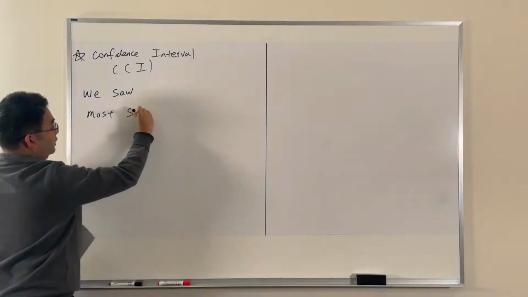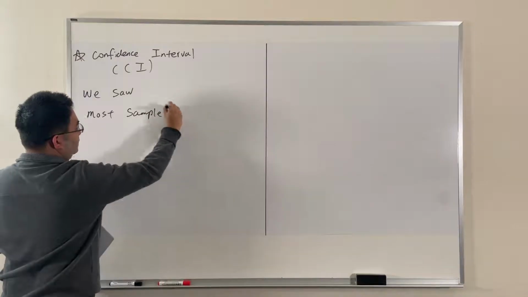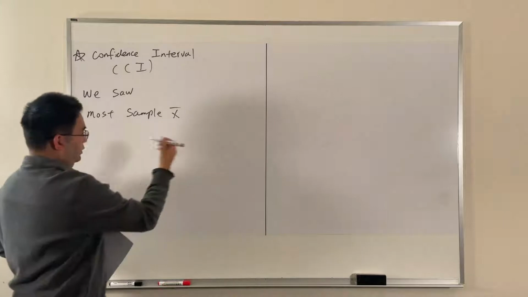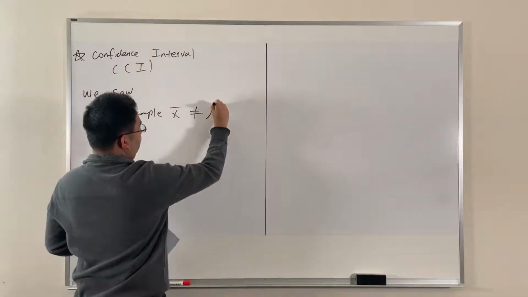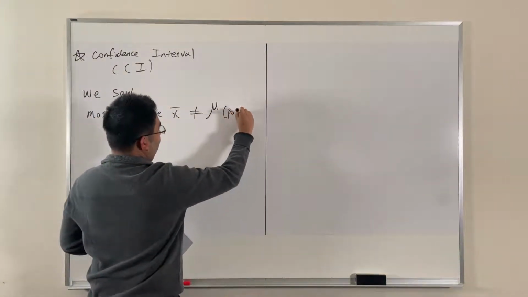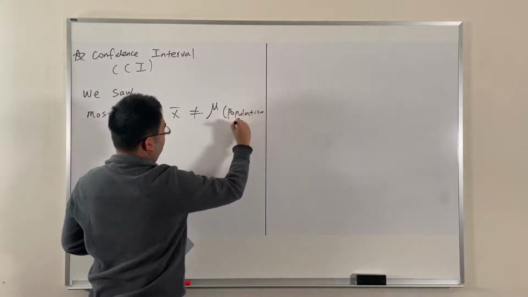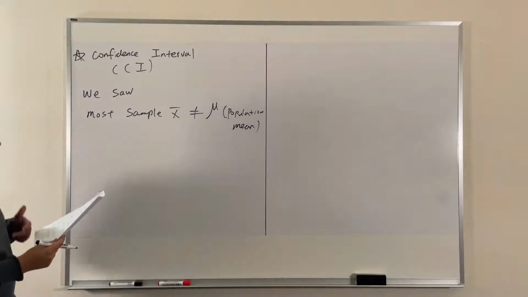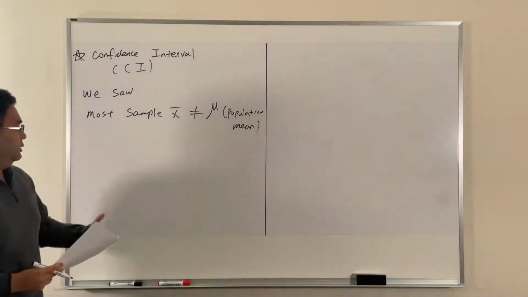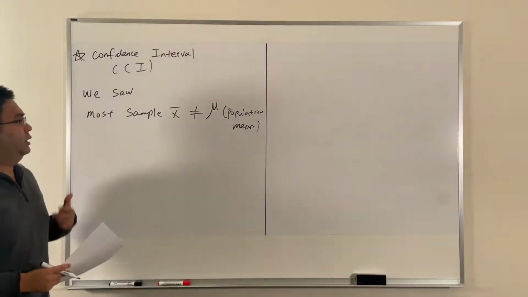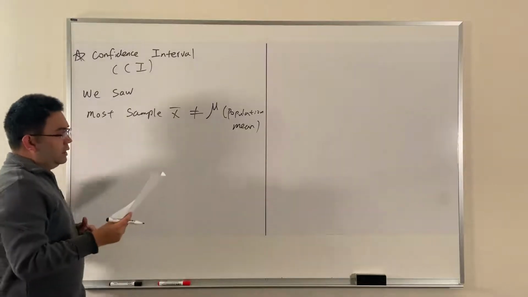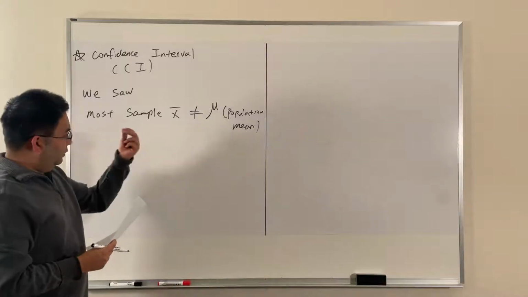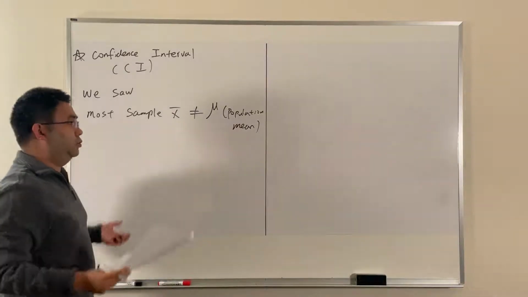our sample mean X bar is not going to equal the population mean. So it's not going to equal mu, which is the population mean. Okay? So if we want to guess or estimate the population mean, instead of using a point, a number, maybe we can use a range.